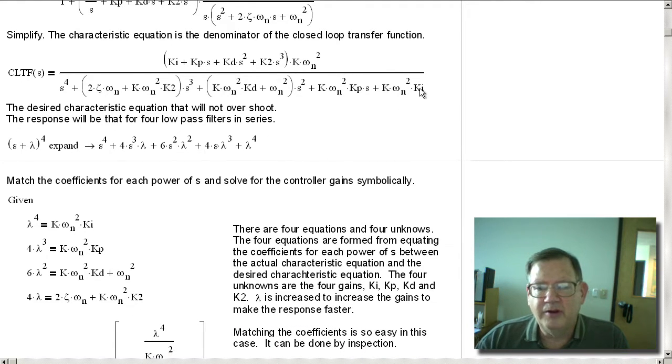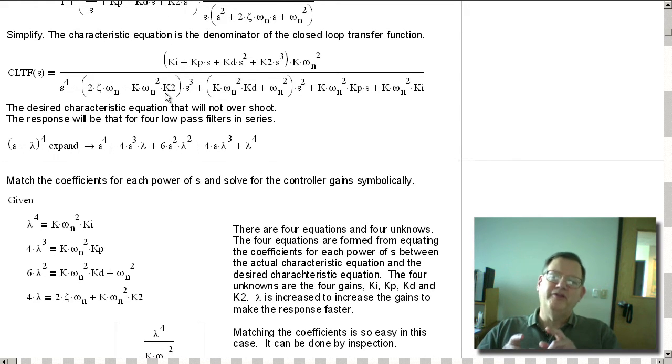You can see that there's a Ki gain here for the 0 power of S, a Kp gain for the first power of S, a Kd gain for the second power of S, and a K2 gain for the third power of S. And that's significant. Without this K2 gain, we're going to have 4 equations, and if we only have 3 unknowns, we're going to be limited in where we can place the poles.